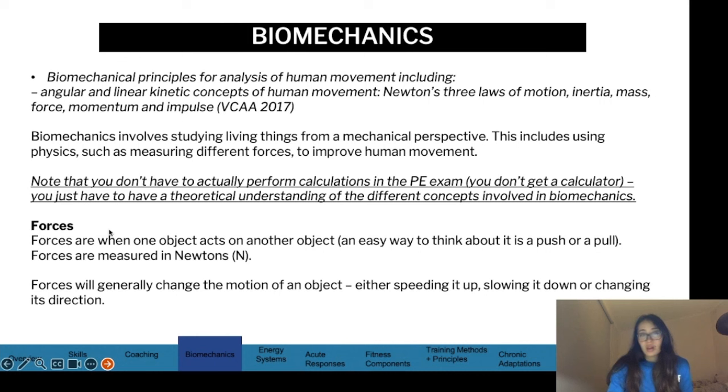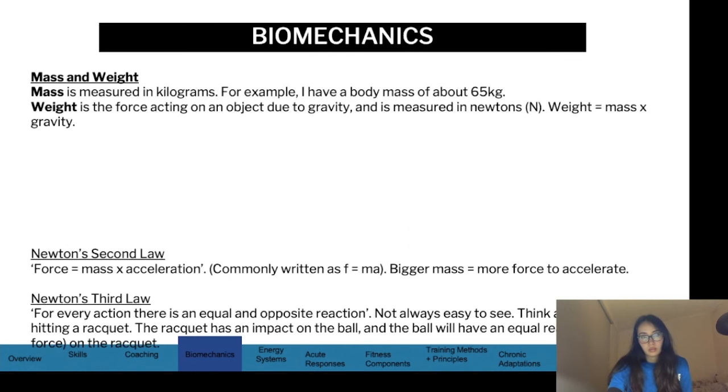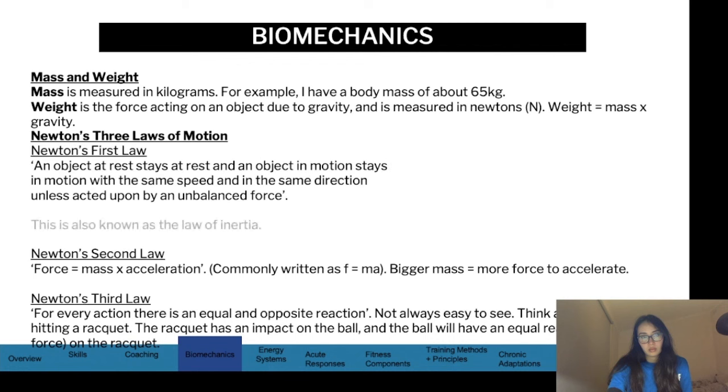One of the main definitions is the word force. Forces are when one object acts on another object, so a push or a pull force. These are measured in newtons. Forces will generally change the motion of an object, either speeding it up, slowing it down, or changing its direction. I know there's a lot of writing here, and I'm sorry, but hopefully this does make sense.